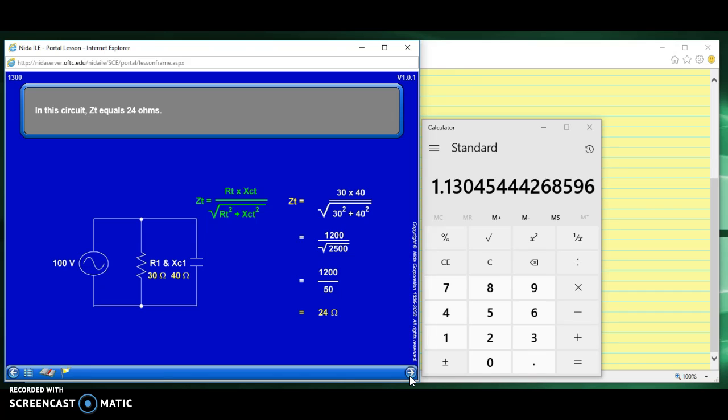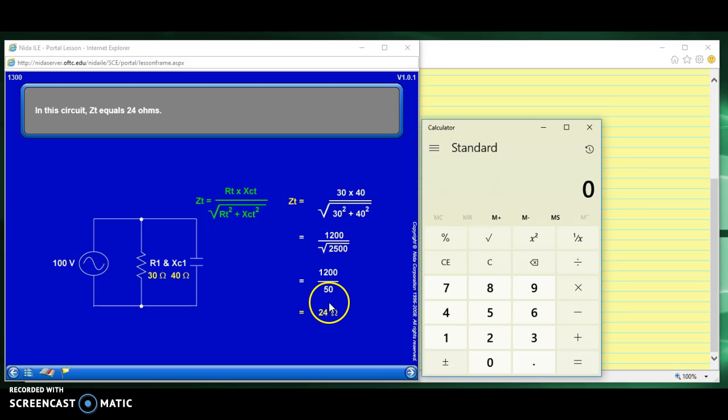So they give us this formula. Let's follow it. 30 and 40 ohms. So we got a resistor that's 30 and X of C of 1, that's 40 ohms. So we did 30 times 40 on top, which gave us 1200. We squared 30. We squared 40. 30 squared would be 900. 40 squared would be 1600. Add those two together, we get 2500.